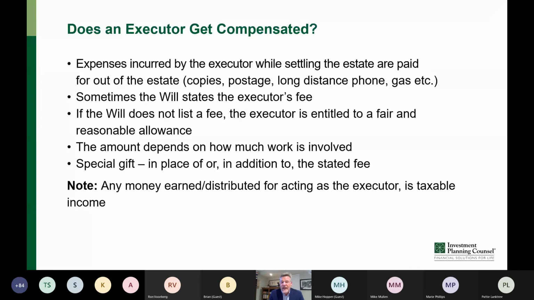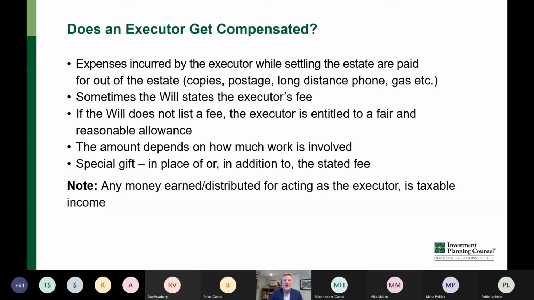Sometimes the will states an executor fee. Now, given that they thought everything would go well, sometimes that fee may not be reasonable, and sometimes it may be too much. If the will does not list a fee, the executor is entitled to a fair and reasonable allowance, and that can be up to 5% of the gross value of the estate. Now, if you're outsourcing a lot of this responsibility, it's a lot harder for you to justify that you alone should get that 5% of the gross commission. And keep in mind that it can be challenged by the beneficiaries as well. If there's no agreement on what you should be paid, the courts would decide what is fair compensation to the executor.